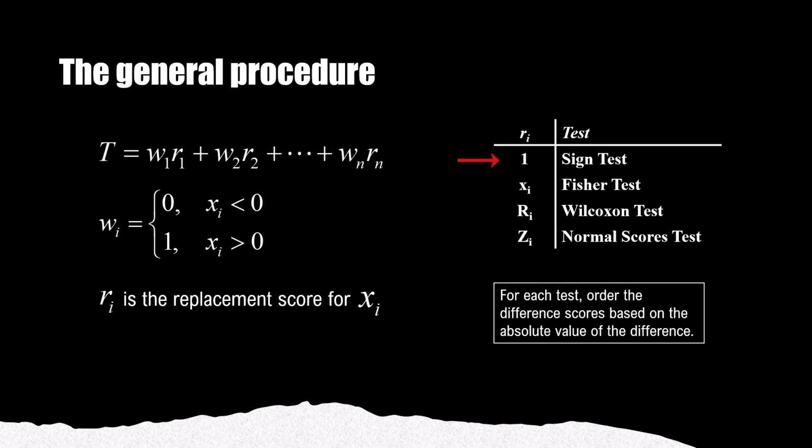If we replace the score with the original score, that is, leave the original score intact, then we're performing Fisher's randomization test. If we replace the score with ranks, we're doing the Wilcoxon test. And if we replace the score with z-scores, that is, scores from a standard normal distribution, we're doing the normal scores test. And for each of these tests, we order the difference scores based upon the absolute value of the difference before we make the replacement.